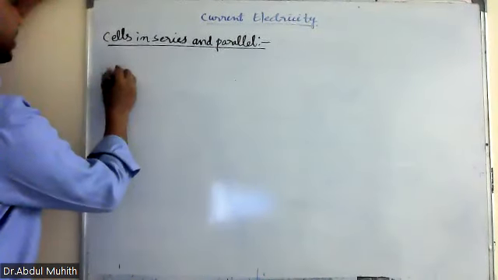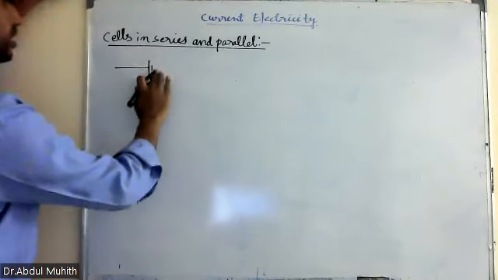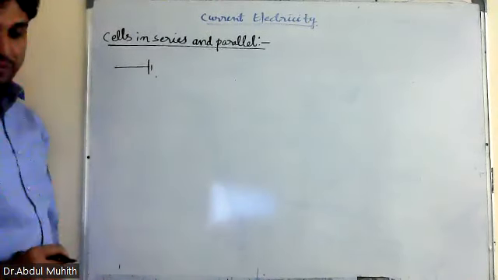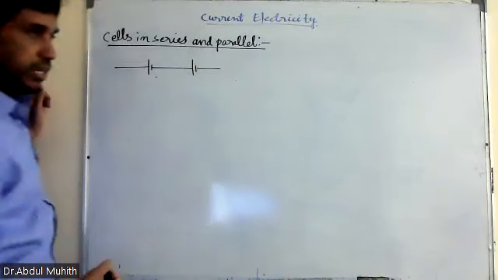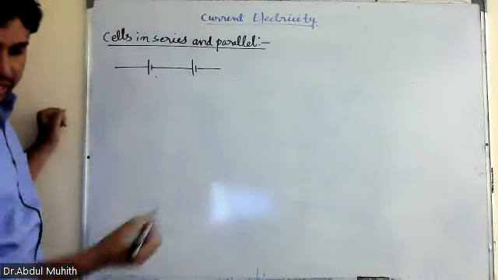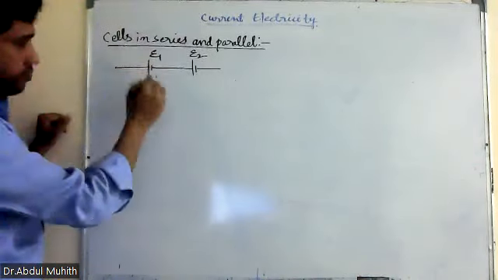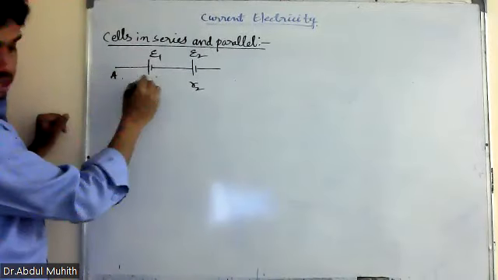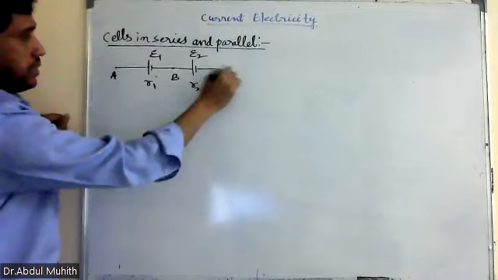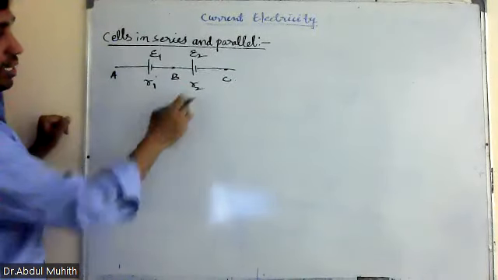So cells in series, we are starting with cells in series. So here we are keeping two cells like this. This cells in series and parallel question came for 3 marks in one of the board exams, I think the March 2019 board exam. Again, every set has a different one. So E1 and E2, this is R1, R2. So what happened? This is A, this is B, and this is C. 3 points we have given. So internal resistance is R1, internal resistance is R2.